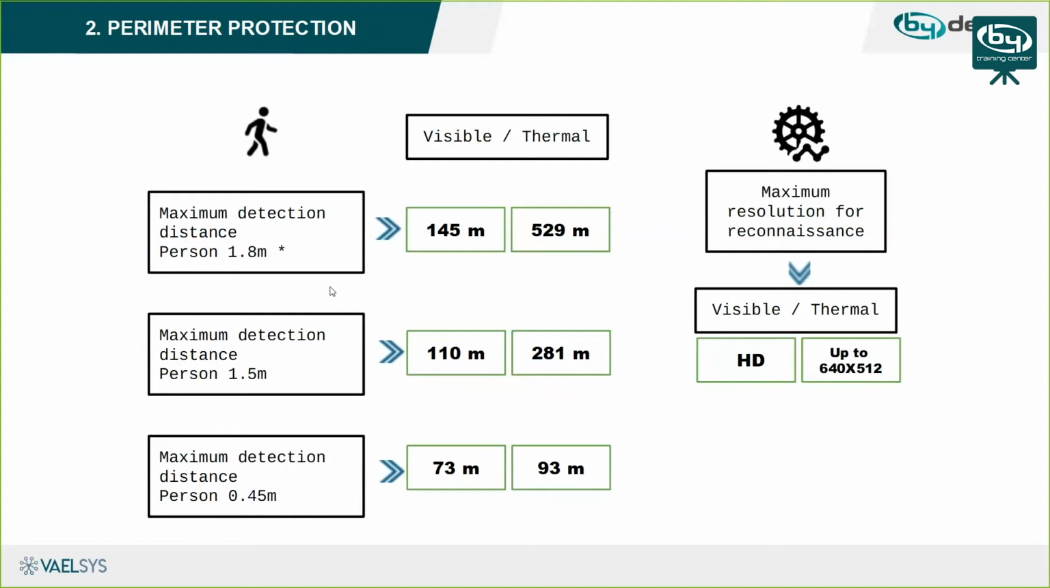So the quality of the visible resolution would go to HD, and for thermal we can go up to 640 by 512.